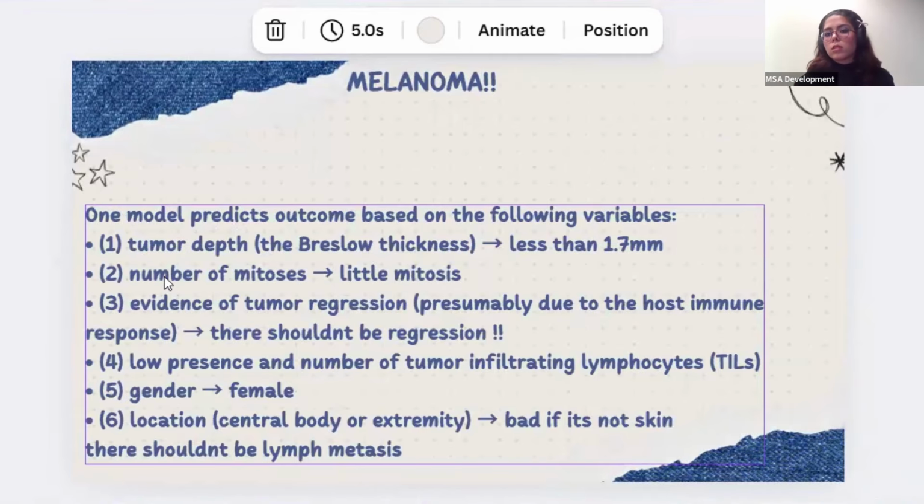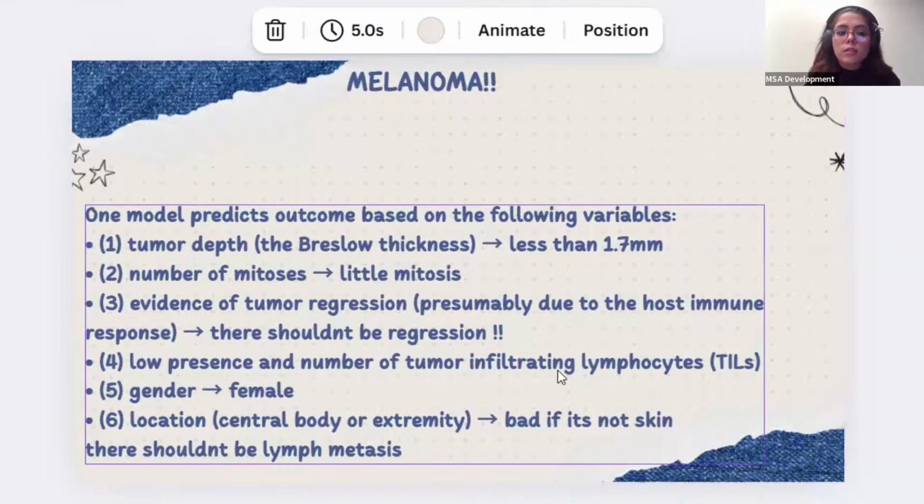Okay. Number of mitosis. This is basic cancer 101. Little mitosis, better outcome. A lot of mitosis, bad outcome. Tumor regression. There shouldn't be tumor regression. If you see a melanoma, it should stay the same. But if it's getting smaller, you need to watch out. Maybe because it could have hopped into another place and there's a host immune response.